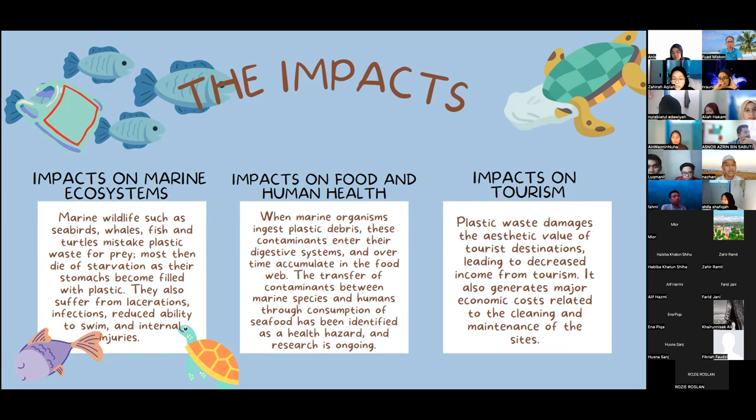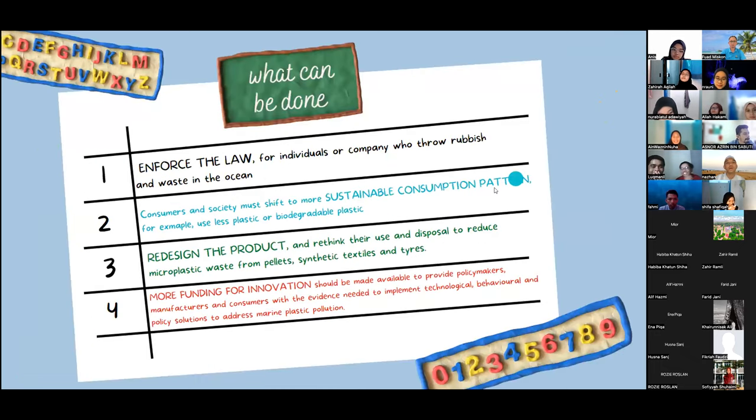It also generates major economic costs related to the cleaning and maintenance of the sites. First we lose the money from tourism, then we have to spend more money to clean the place. The buildup of plastic litter on the beaches can have a negative impact on the country's economy, wildlife and the physical and psychological well-being of people. So when people no longer go to that place, it becomes less popular and suddenly closes. So it's very wasteful. And last one, what can we do? What methods can we use to overcome this problem?